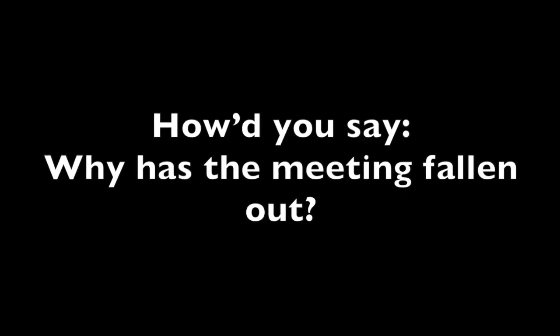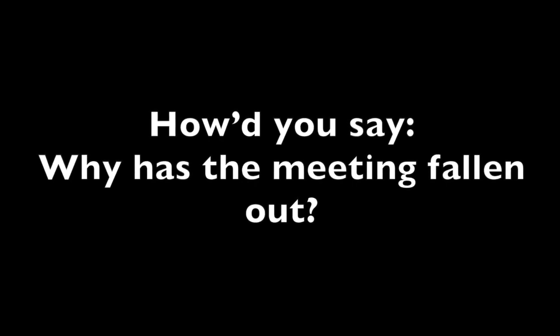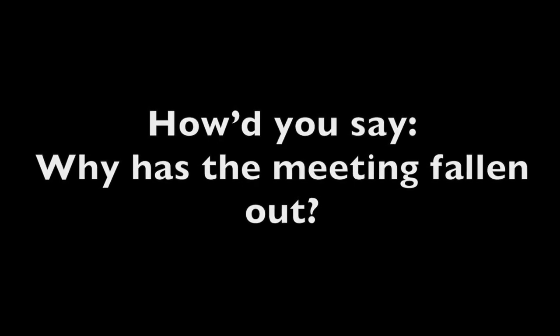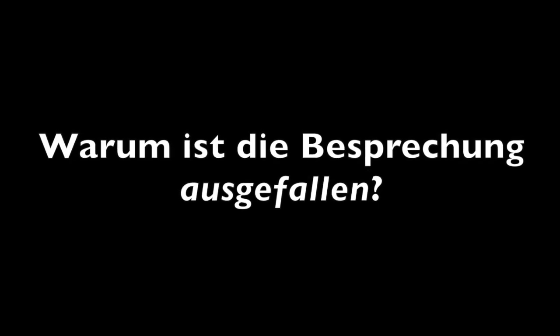You see, it's a separable verb. The G slips in between. Ausgefallen. Es ist ausgefallen. It was cancelled, or it has fallen out. How would you say, why has the meeting fallen out? Warum ist die Besprechung ausgefallen?